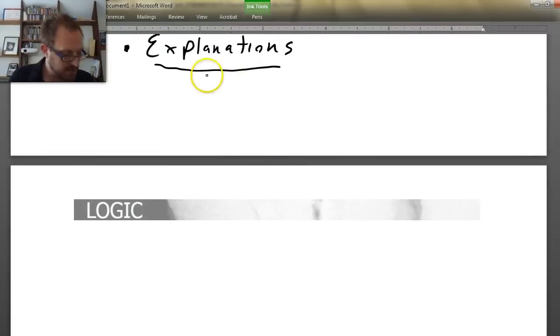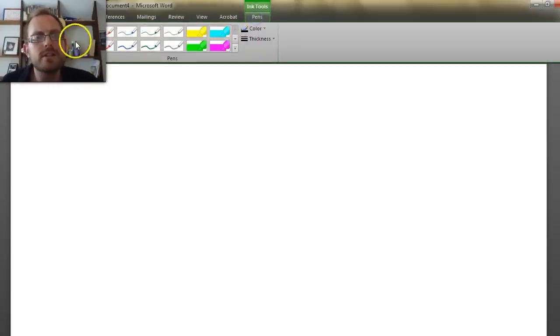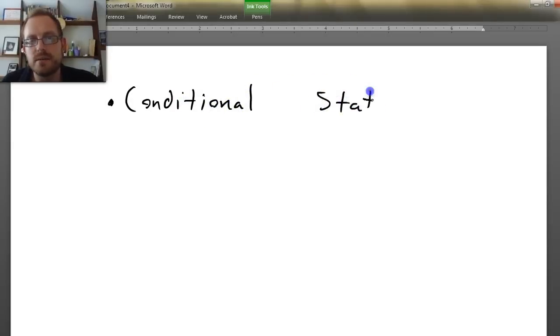Okay, let me start a new one here. One other type of non-argument is what we would call conditional statements. Now, what is a conditional statement? A conditional statement is any if-then statement.